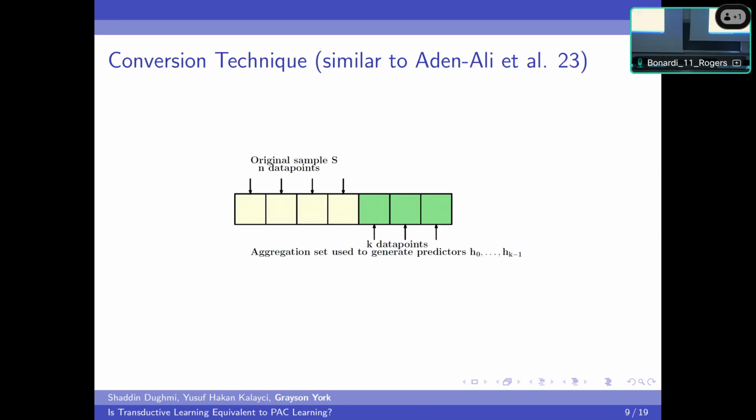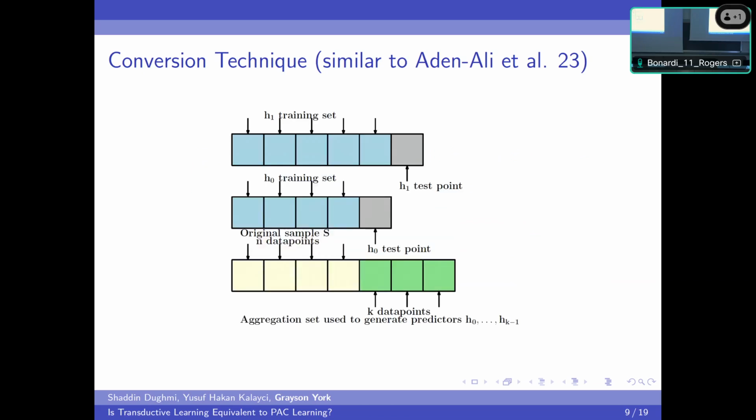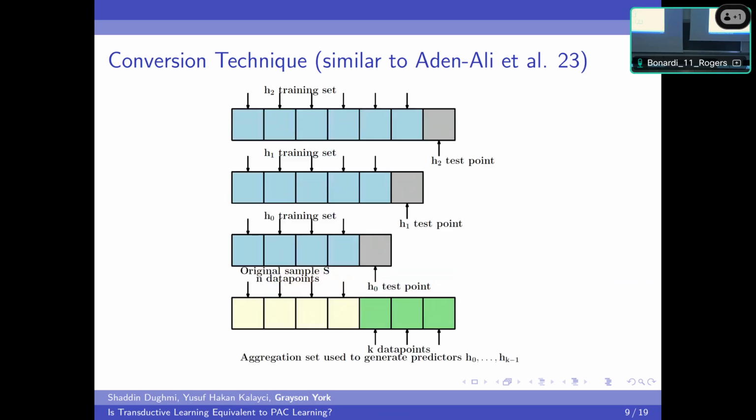This technique, which again is very similar to one used by Adnan Ali et al. in 2023: we start out with our original sample S, which has n data points, and we're going to add some set of k additional data points on top of it, which we're going to call our aggregation set. We're going to take our data points from the original sample and use the first sample in the aggregation set as a test point. Then we're going to add the test point back into the original sample and train another predictor. We're going to keep on training predictors.